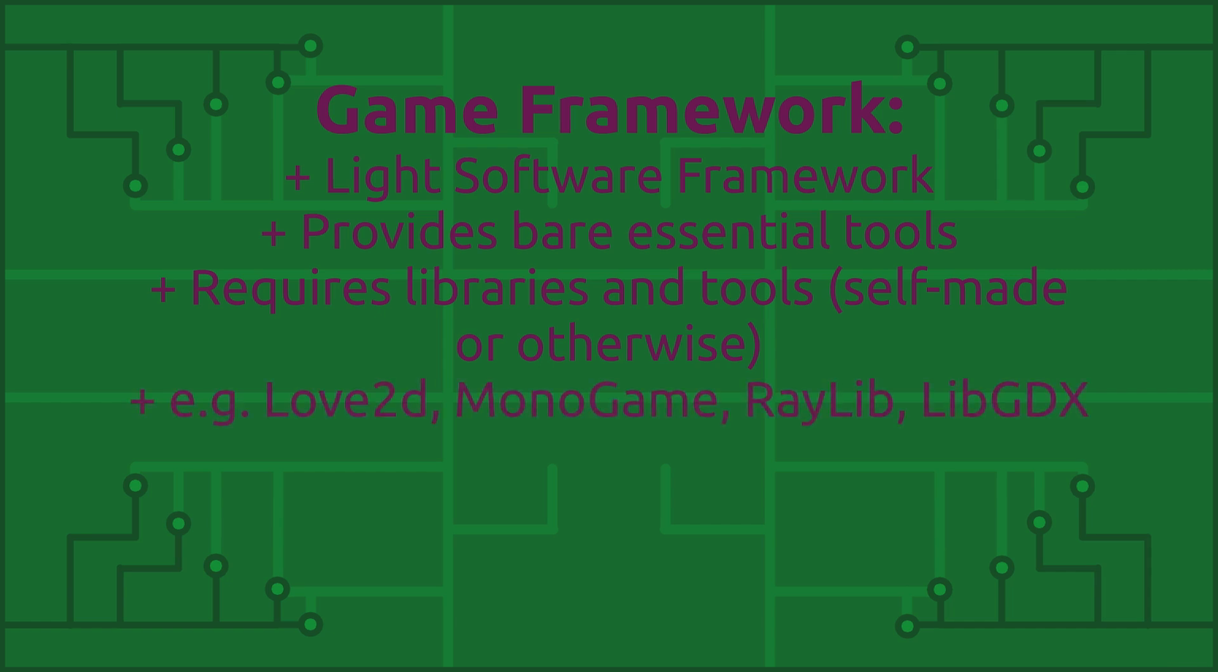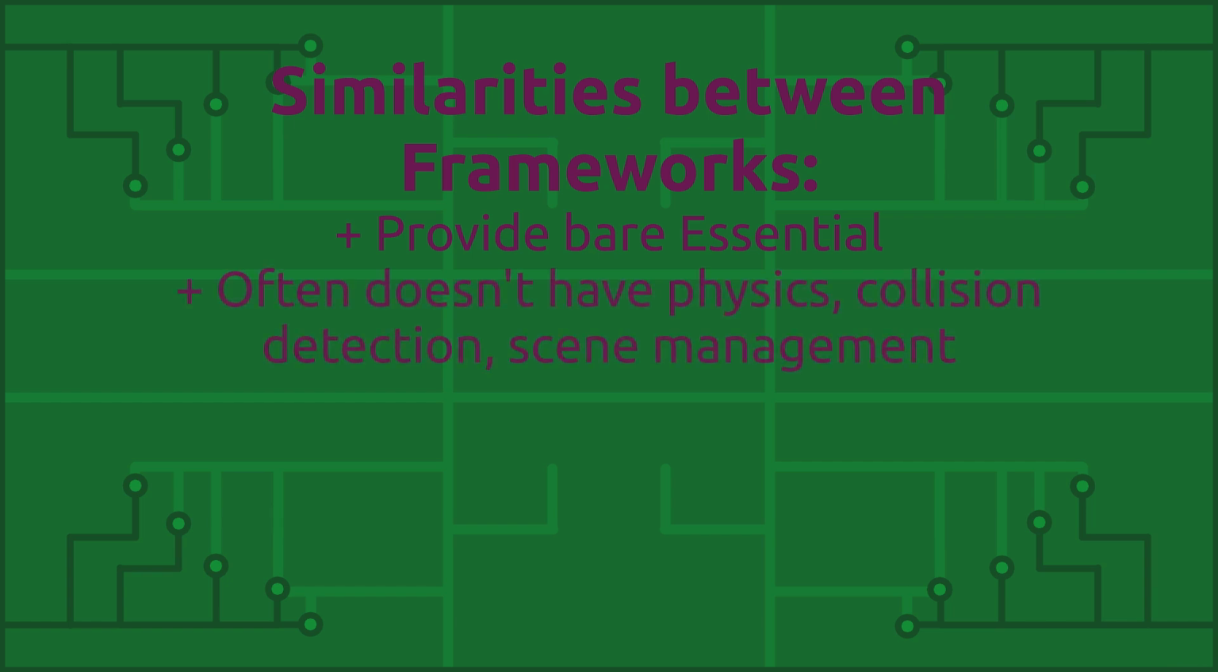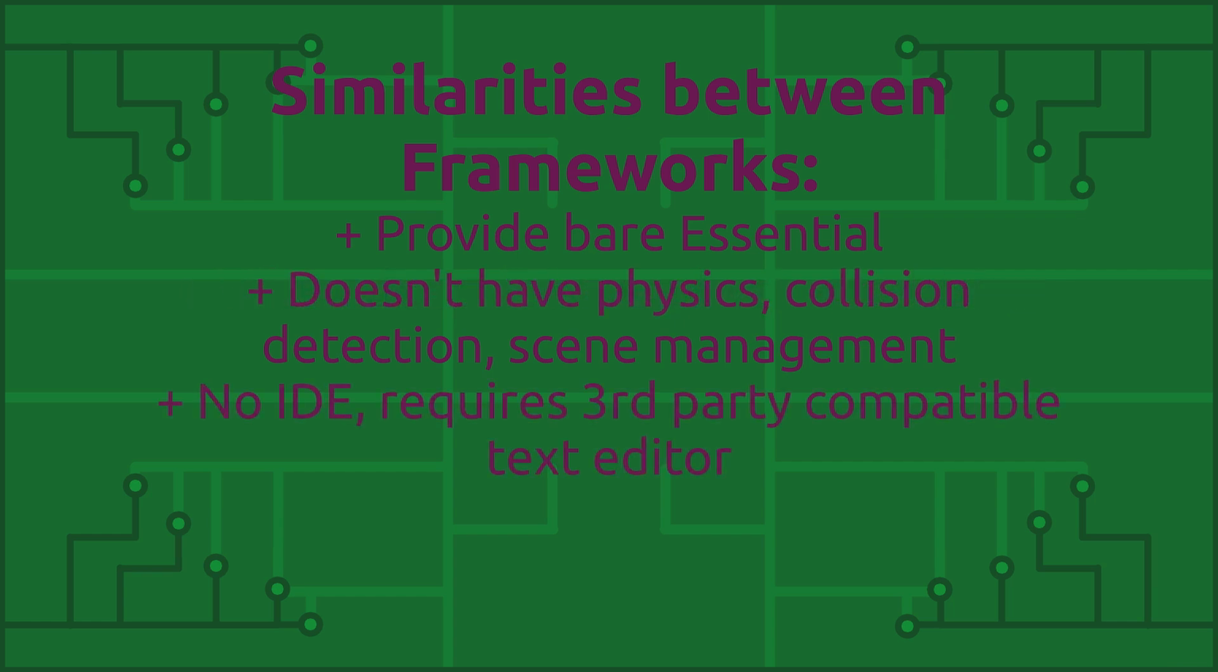Some examples of game frameworks include Love2D, Monogame, Raylib, and libgdx. What these frameworks have in common is that they provide the bare essential methods and tools to render graphical images and audio playback, not providing physics, collision detection, or scene management. On top of that, they provide no IDE, meaning you need to use a third-party text editor like Visual Studio Code and manage your file system carefully.